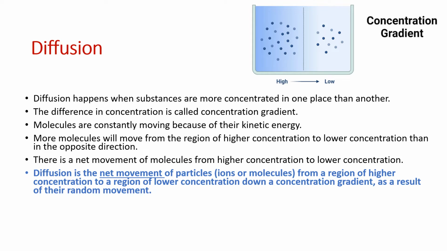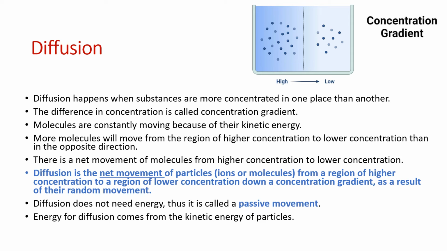Diffusion is defined as the net movement of particles from a region of higher concentration to a region of lower concentration, down a concentration gradient, as a result of their random movement. So diffusion does not need any energy, therefore it's a passive movement. The energy for diffusion comes from the kinetic energy of particles.